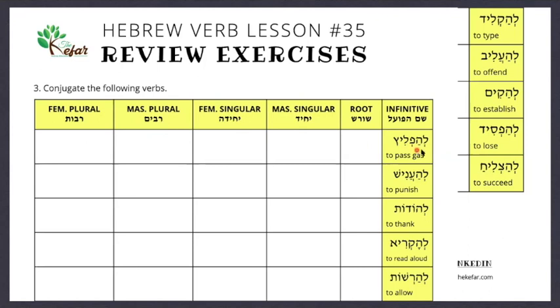So your verbs are lehaflit, to pass gas. It's okay, everybody farts. You need to know how to say that. Leha'anish, to punish. Lehodot, to thank or to acknowledge. Lehakri, to read aloud. Leharshot, to allow or to permit. Lehaklid, to type. Leha'aliv, to offend or to insult. Lehakim, to establish. Lehafsid, to lose, and this is like I lost a game or I lost a bet, not you lost an item. And lehatzliach, which is to succeed.